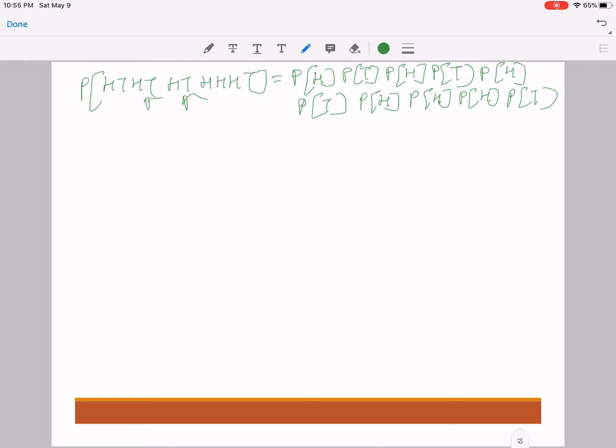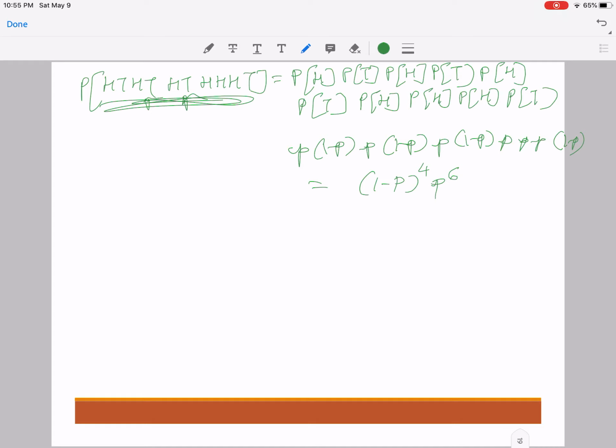So the probability is P times 1 minus P times P times 1 minus P times P times 1 minus P times P times P times P times 1 minus P. And if I were to simplify this, I'll get 1 minus P to the fourth times P to the sixth. So that's the probability of exactly this sequence. Now notice that this exact sequence has 6 heads.